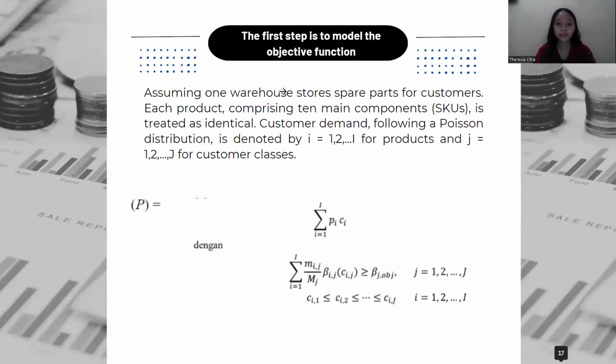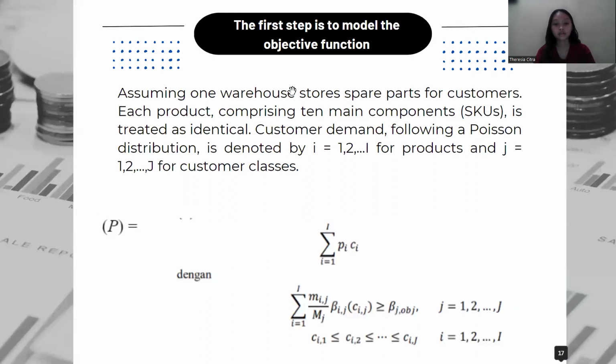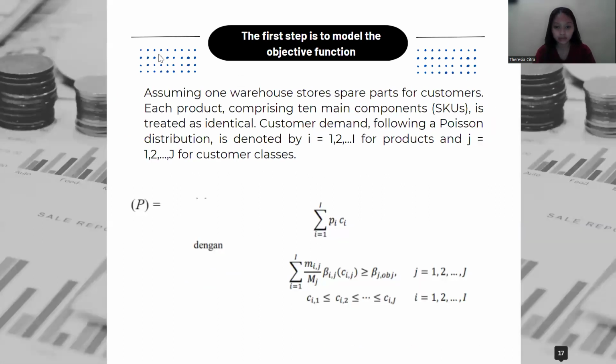So the first step is to model the objective function. Assuming one warehouse stores spare parts for customers, each product comprising 10 main components is treated as identical. Customer demand following a Poisson distribution is denoted by i equals 1, 2, and so on for products, and j equals 1, 2, and so on for customer classes. And we get this formula. Next slide.